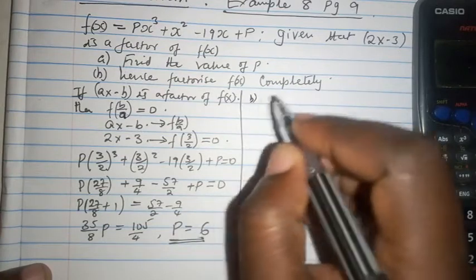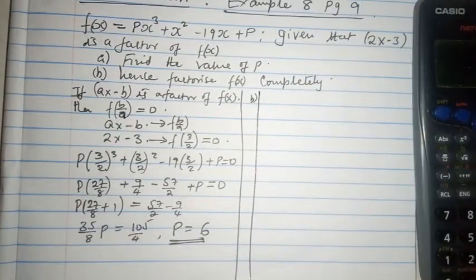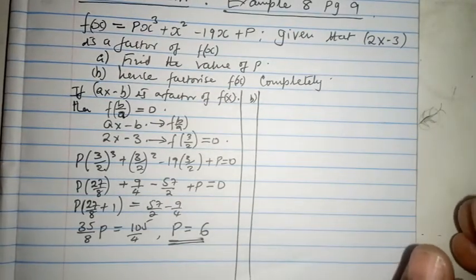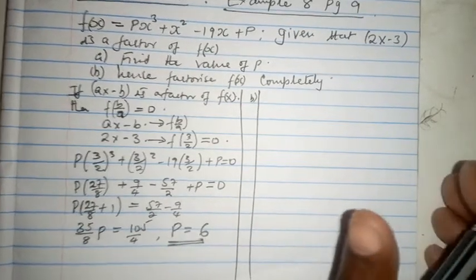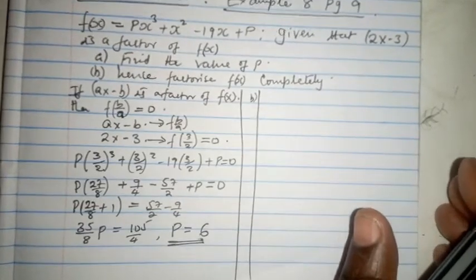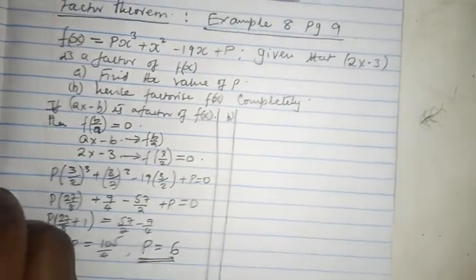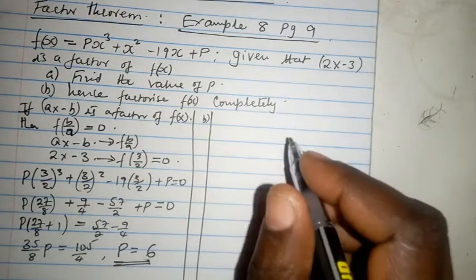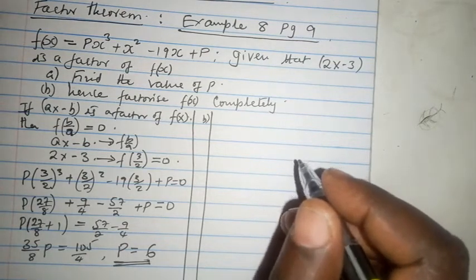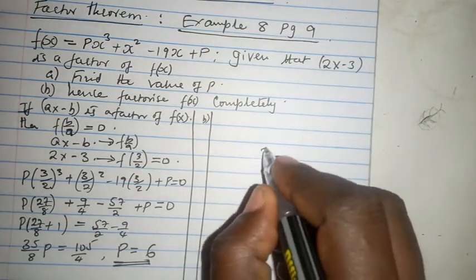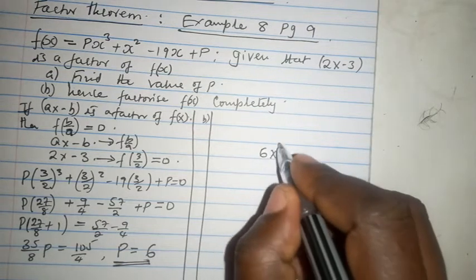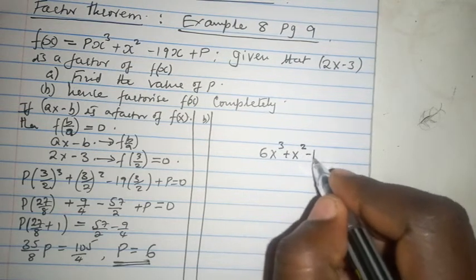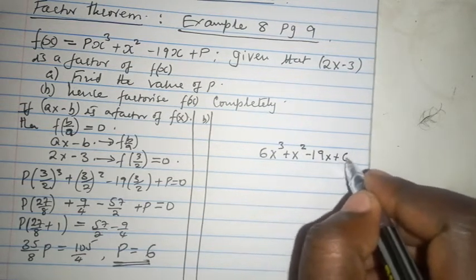Part b of the question is telling us to factorize completely. When we talk about factorizing completely, it means we try to come up with linear factors, and this is what we mean by factorizing completely. Because p is 6, we have 6x cubed plus x squared minus 19x plus 6.